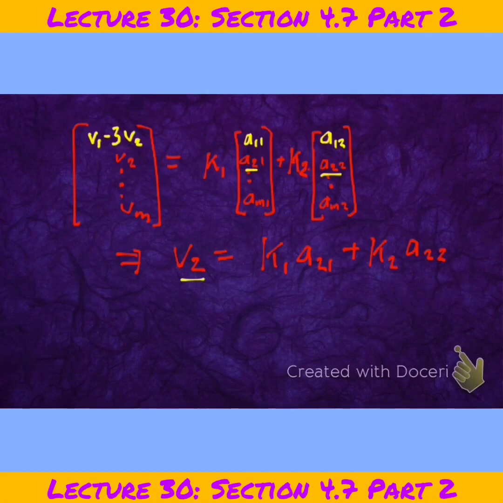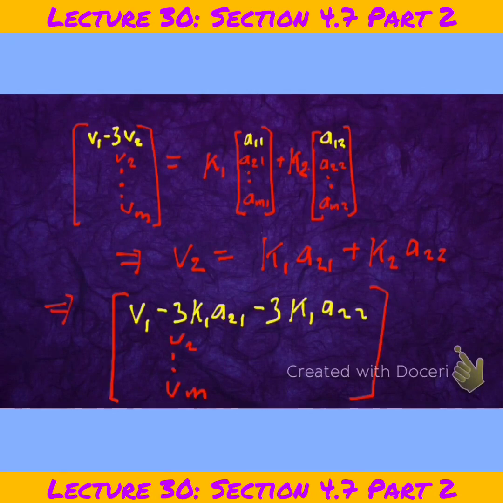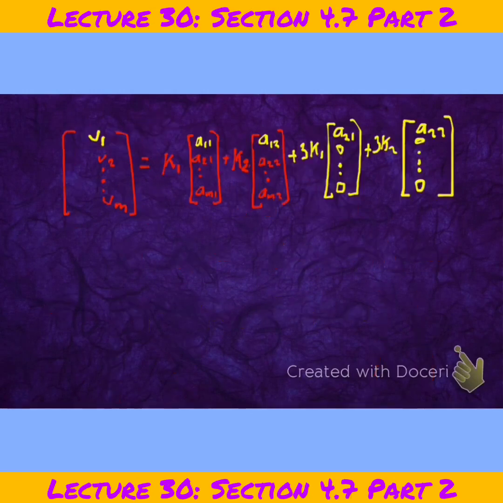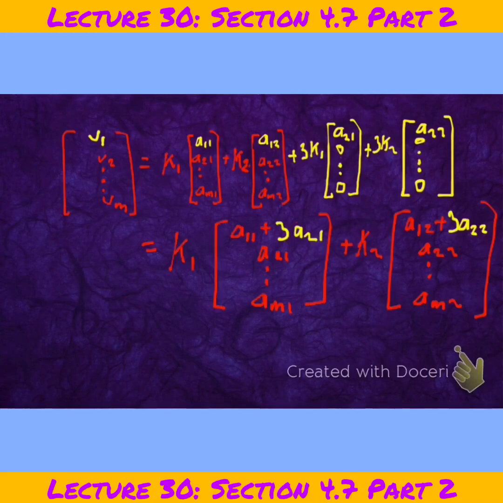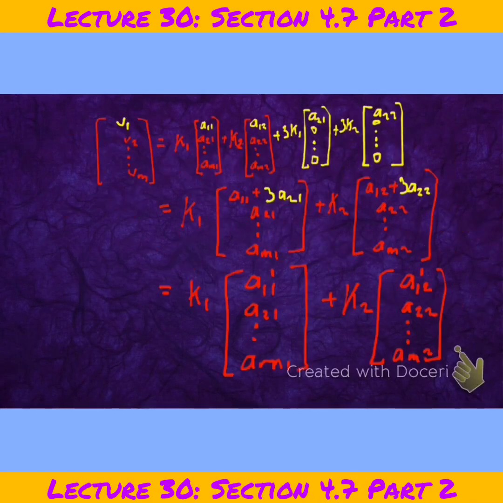k1a21 plus k2a22. Right, doing the substitution, we plug the v2 in there, and we get this whole vector. All right, rearranging the terms, we get the matrix equation, and what that then becomes is, right, so there we've got our matrix equation, and what is that now? All right, so there we've got a linear combination.